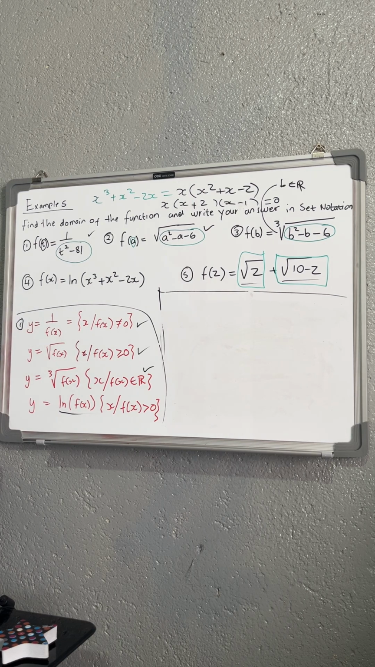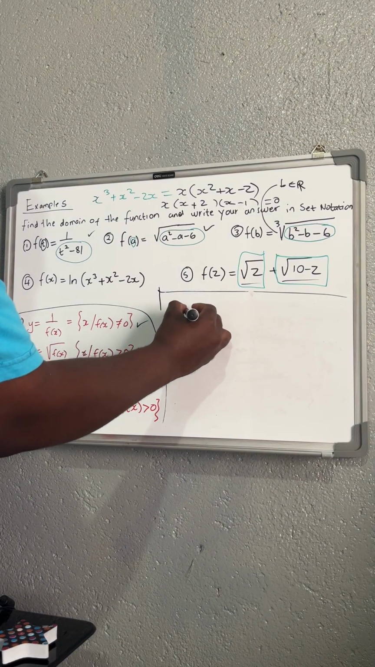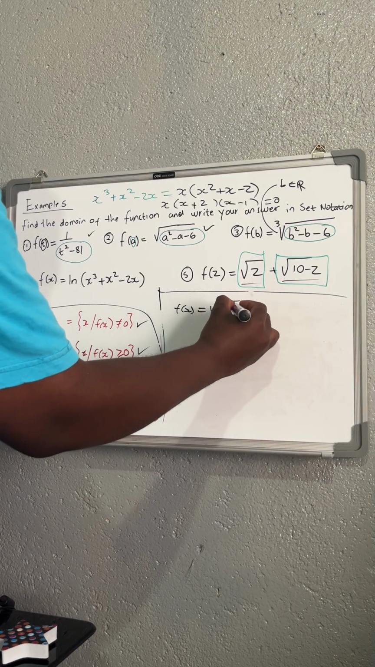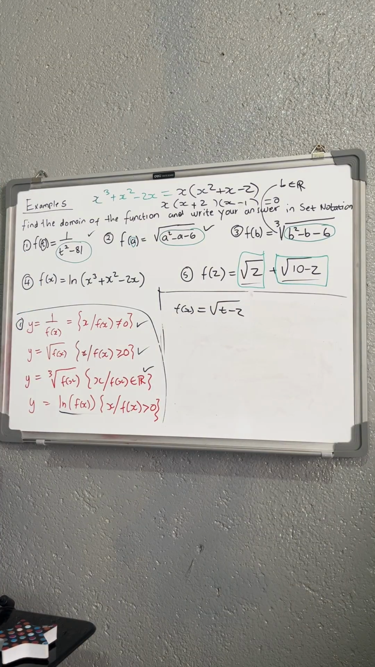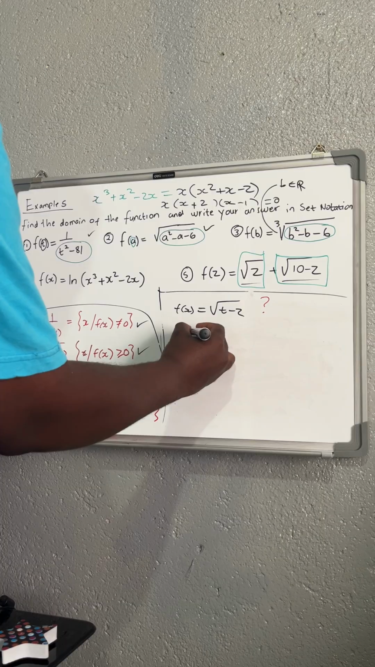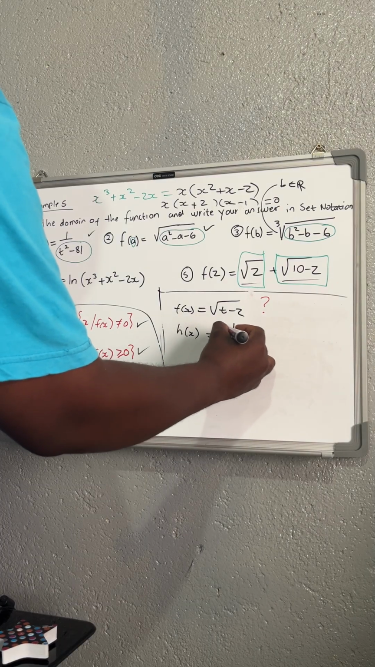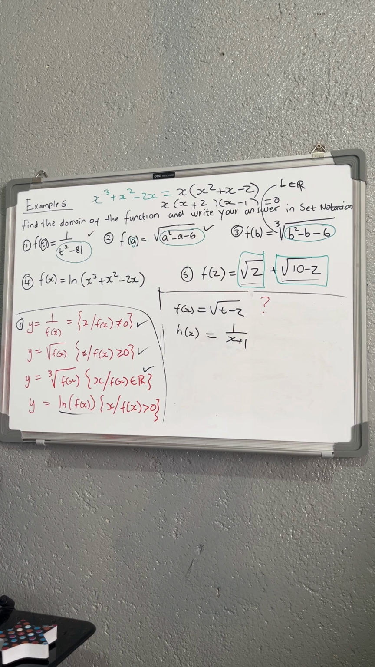So now let's say you have f of x equals the root of t minus 2. I would like you guys to find the domain for this one and comment with your answers. Then the second one, you have h of x equals 1 over x plus 1. You can do these two and comment with your answers, and that's basically it on the domains.